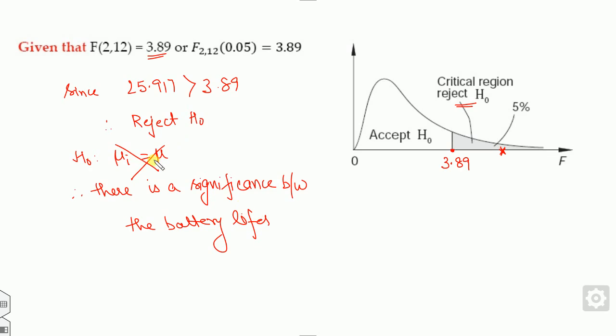Because H0 is rejected, what is H0? There is no difference between them. So it is rejected, which means H1 is accepted. This is my H1. So it means there is a significant difference between the battery life at the 5% significance level. Okay, so this is the way to solve this problem.